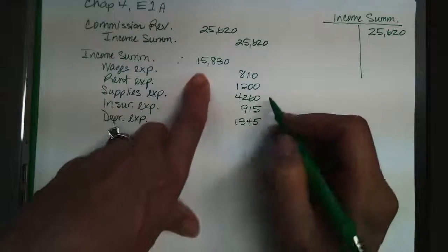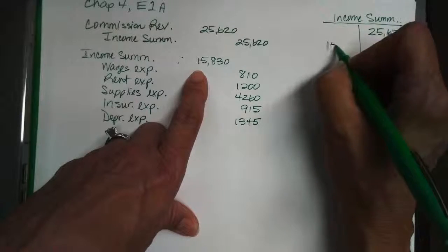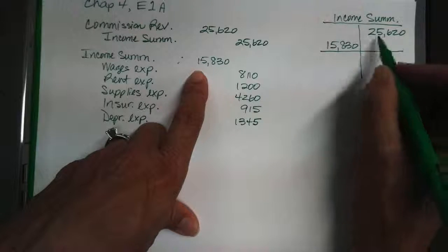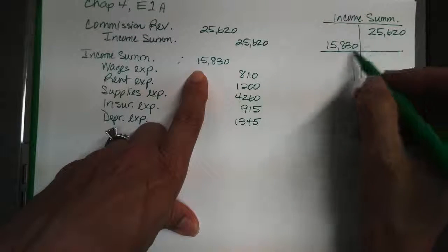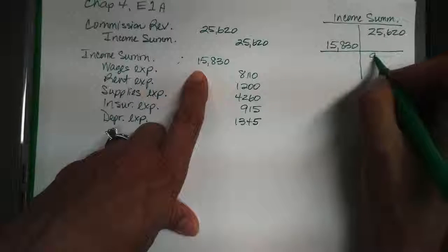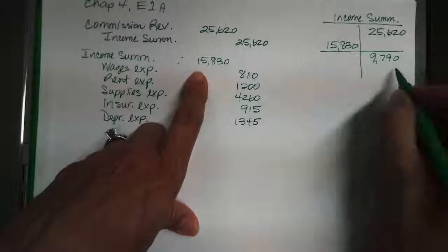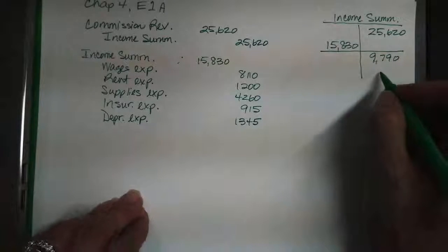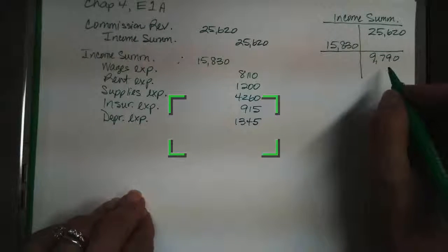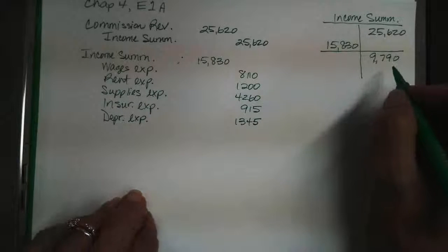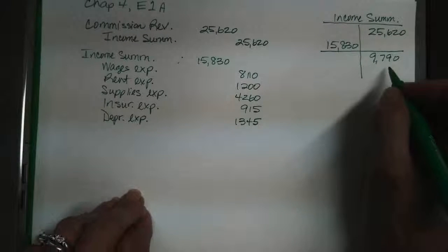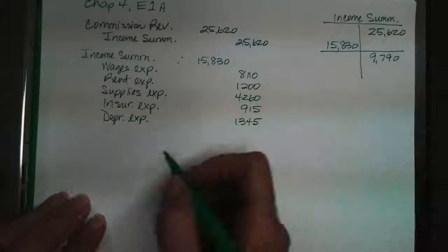Okay, so I'm going to post this debit to the income summary over here. Sure enough, the difference in our account right now is a $9,790 credit, which is shown, if you look at the problem, that's what they tell you net income is. So now we need to close out net income to the capital account. In other words, we need to increase the capital account for the net income and zero out this income summary.